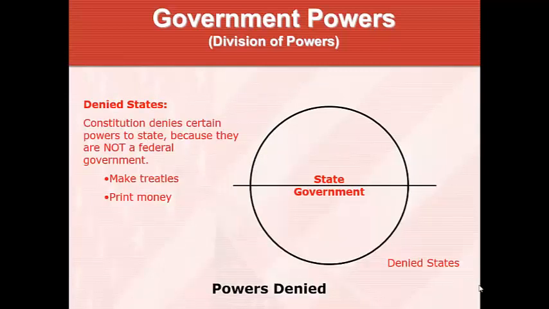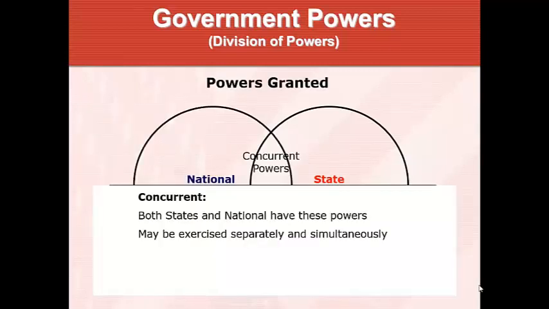So going back to this, once again, thinking about it in terms of these things: making treaties, printing money, all of these would affect multiple states. So they are actually denied, a state cannot take these powers and use them. Concurrent powers mean that both the state and the nation have these powers. They share them.